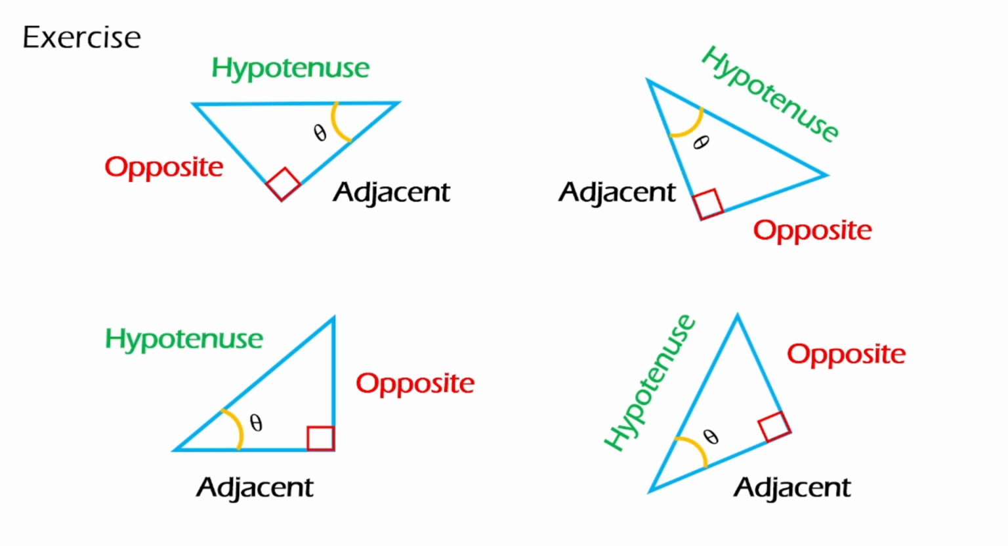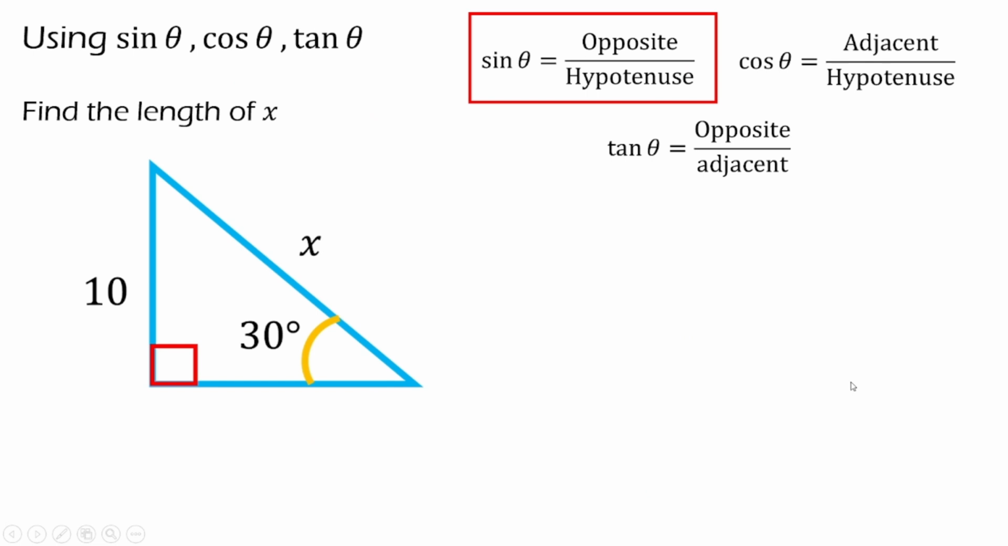Let's use whatever you have learned so far to solve triangles. Usually, you'll be given information like this, a triangle, and then they ask you to find the length of x. Let's start. First, identify all the elements. For example, this is our reference angle, which is 30 degrees. So here will be our opposite. And then you can see the x is here, which is our hypotenuse.